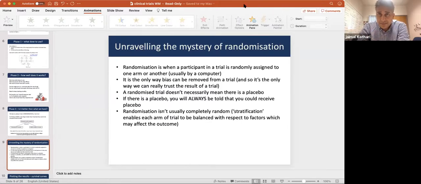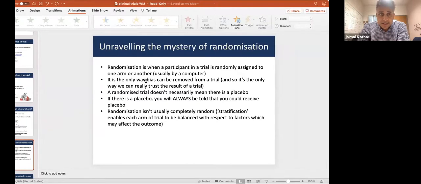Randomization is important. It's crucial, and it's one of the key ways in which you can remove bias from a trial. You can do a randomized study that doesn't include a placebo. And if there is a placebo, you will always be told that you could receive the placebo, and that's a very, very important point.